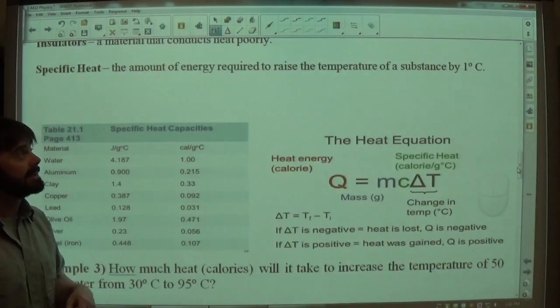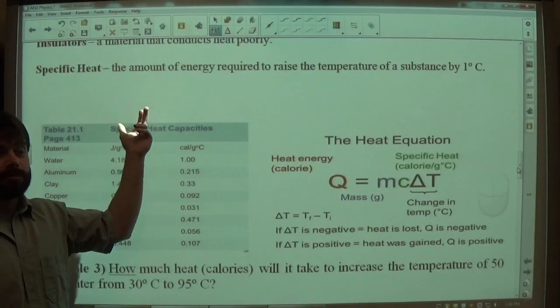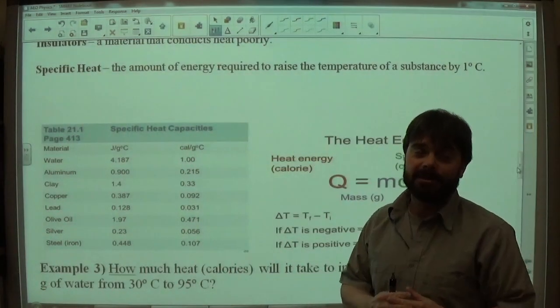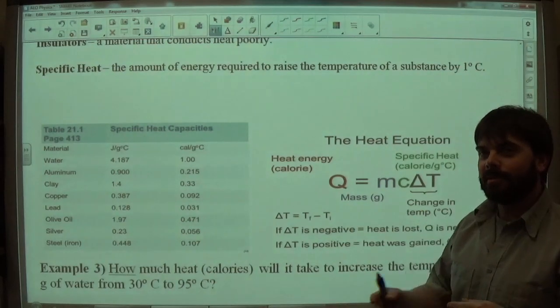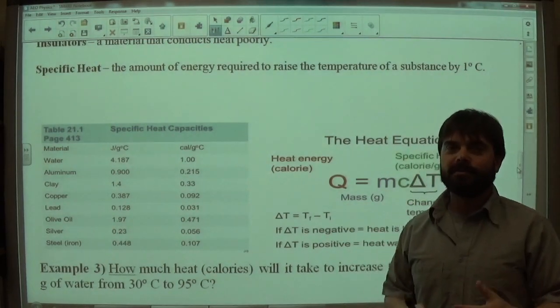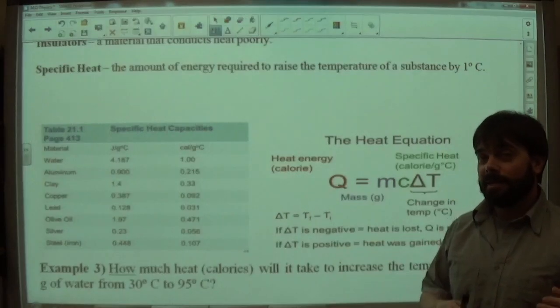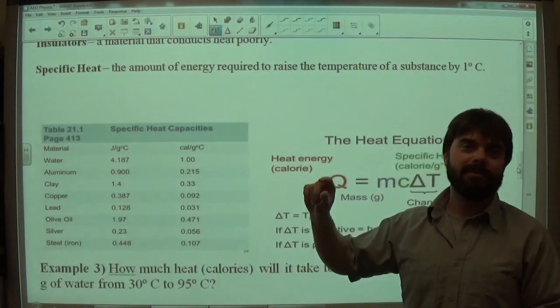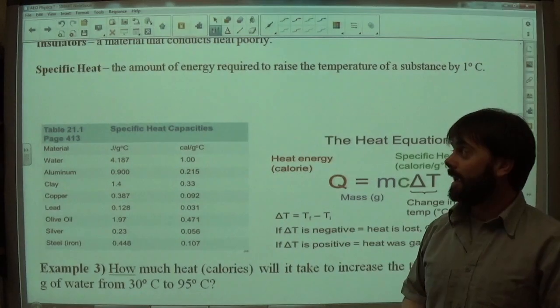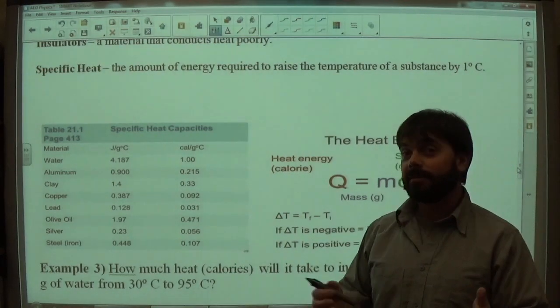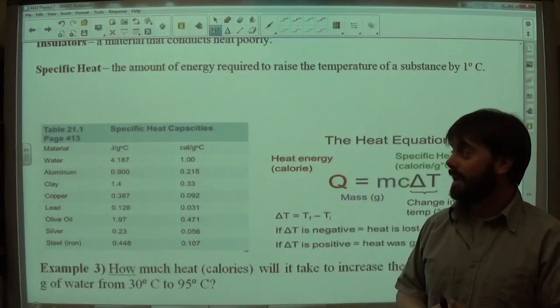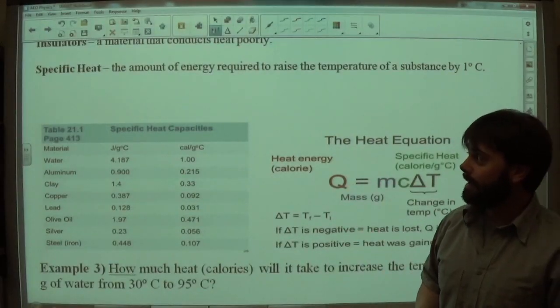Specific heat is the ratio or the rate or the factor that determines how much energy it takes for a certain substance to either gain or lose energy in the form of heat. So some things you can heat up and cool down very, very easily, and those would be said to have a very low specific heat. And then there's things that require a lot of energy to change their temperature and exchange heat, and those would be said to have a high specific heat capacity.